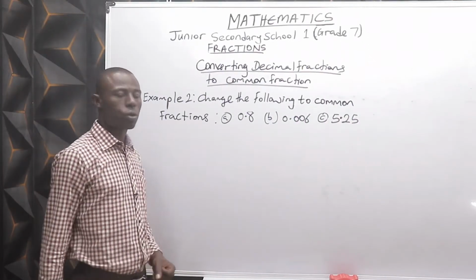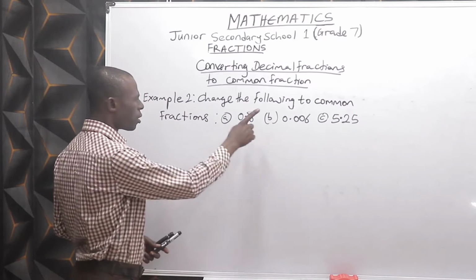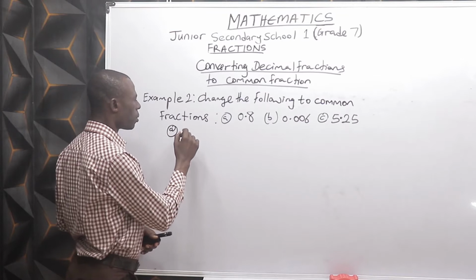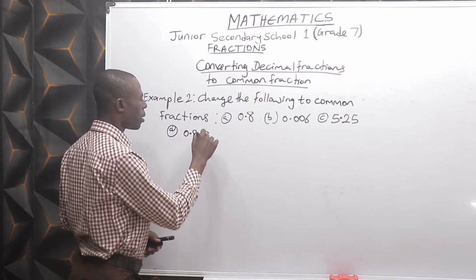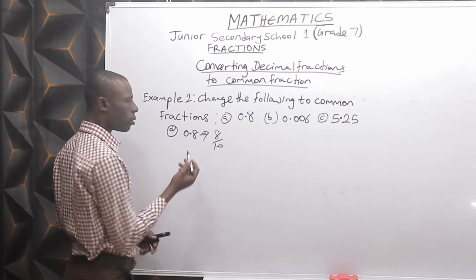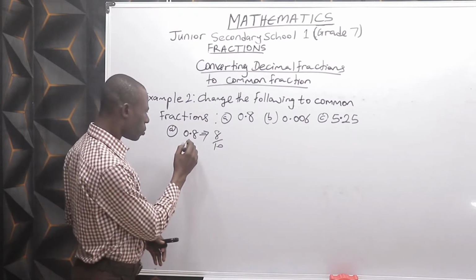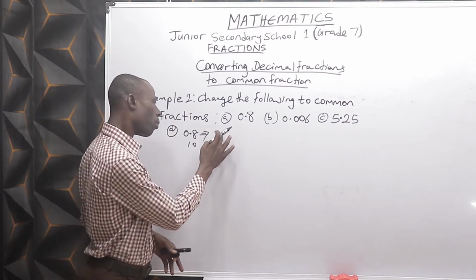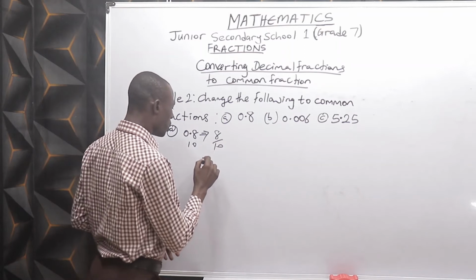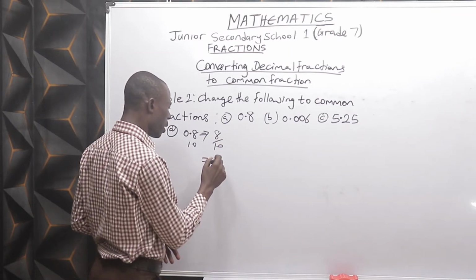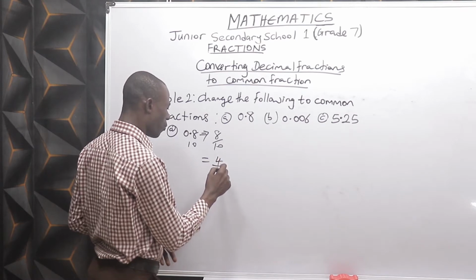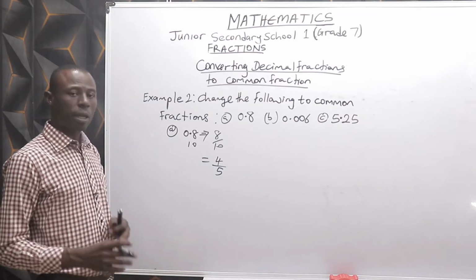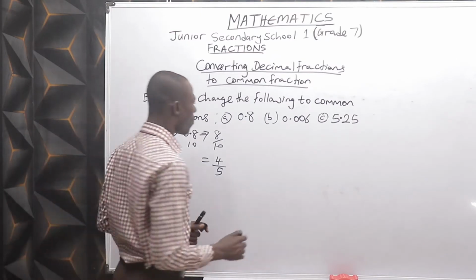Let's consider example 2 under this subheading. Change the following to common fractions. Question A, 0.8. That will be 8 over 10. You know the method I taught you in the first example. Put 1 here, then 0 here, which forms 8 over 10. Reducing this to its lowest form, 2 goes in 8 4 times, in 10 5 times. So it is 4 over 5. 0.8 is the same thing as 4 over 5 as a common fraction.